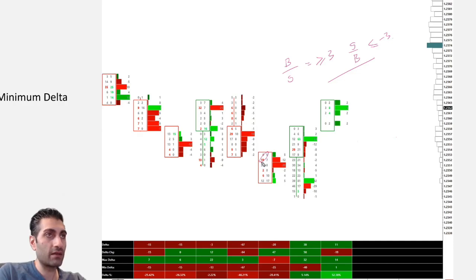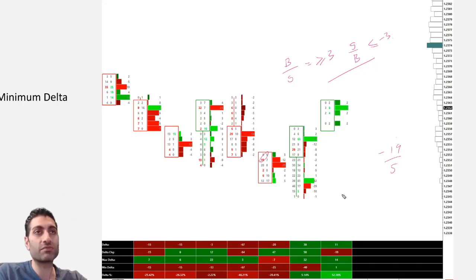Okay, so let's look at this. Would you agree, 19 sellers and 5 buyers? Is 19 over 5 greater than 3? Yes, it is. Now, the reason I put the negative sign is because in reality it's minus 19, right? Because 19 sellers, so it is less than or equal to minus 3, but it doesn't really matter. The point is that it's 19 sellers over 5. So is the ratio greater than 3? Yes, it is. Anything above 15 sellers in this instance would have been greater than or equal to 3.